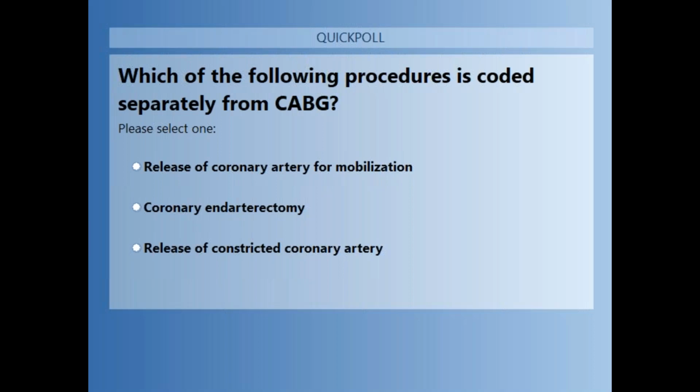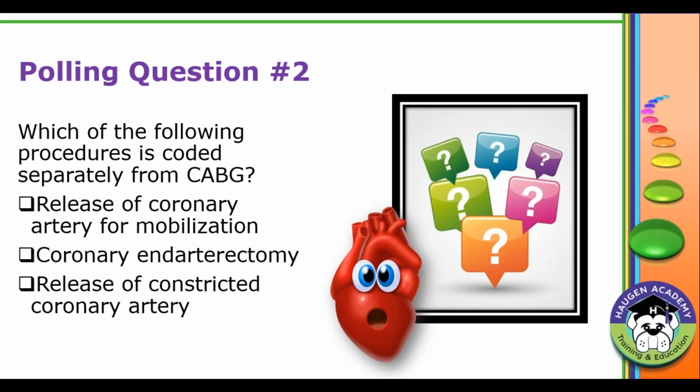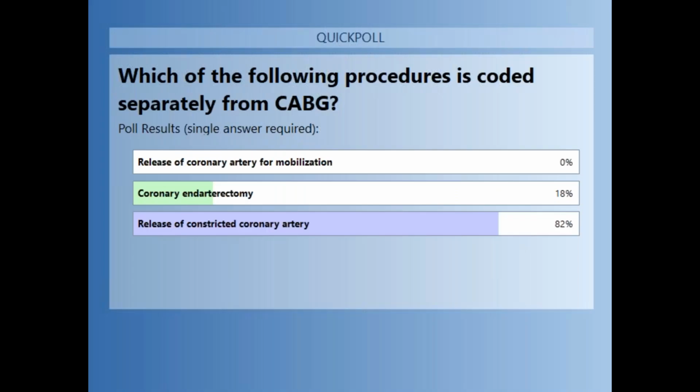Okay, I think we got the majority, so I'm going to go ahead and close the poll. And it looks like we have 18% selected coronary endarterectomy and 82% selected release of constricted coronary artery. Okay, so it looks like I didn't confuse anybody on the first one.